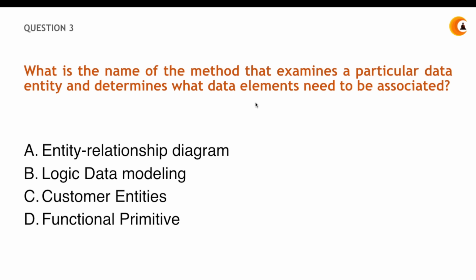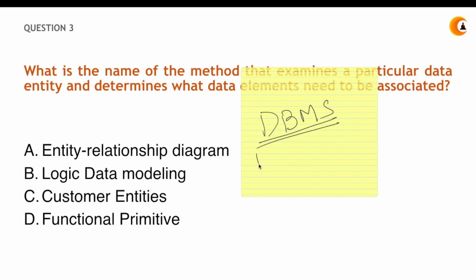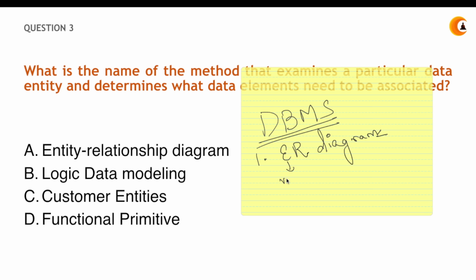What is the name of the method that examines a particular data entity and determines what the data elements need to be associated with? So if we go by the basic DBMS, then we read one thing, that is the ER diagrams, right? So what are these ER diagrams? These are the entity relationship diagrams, right?